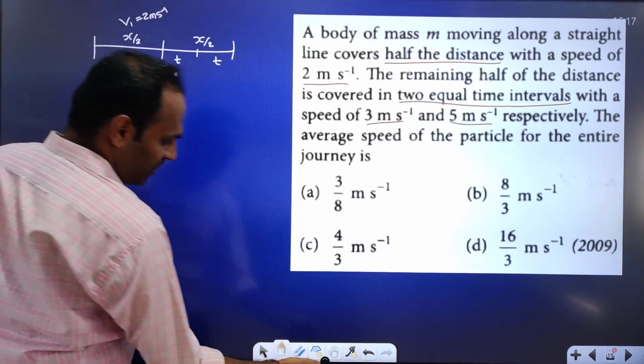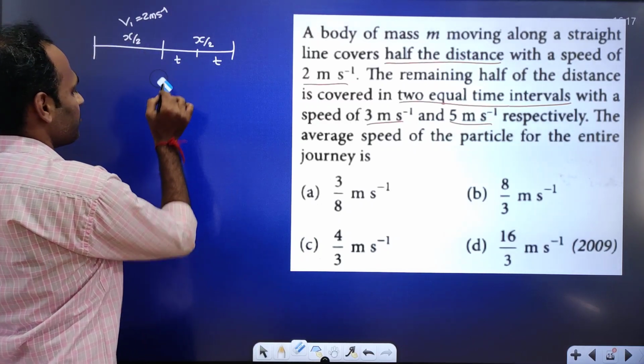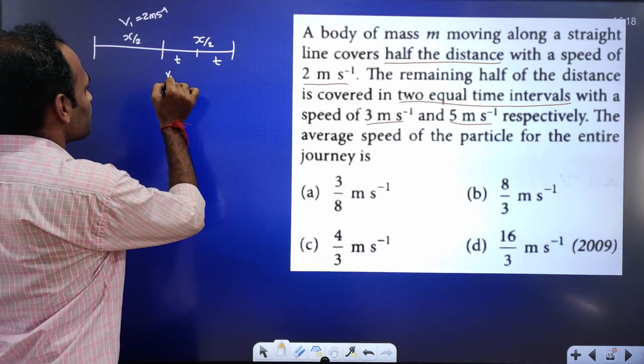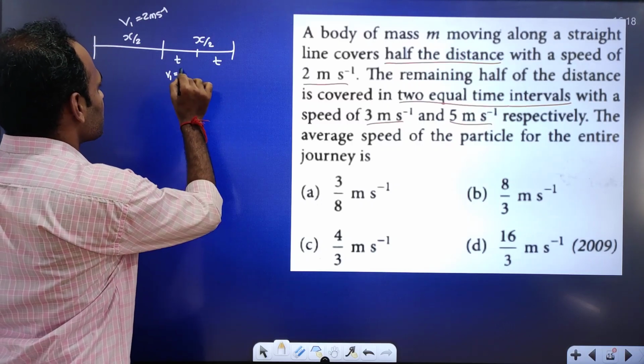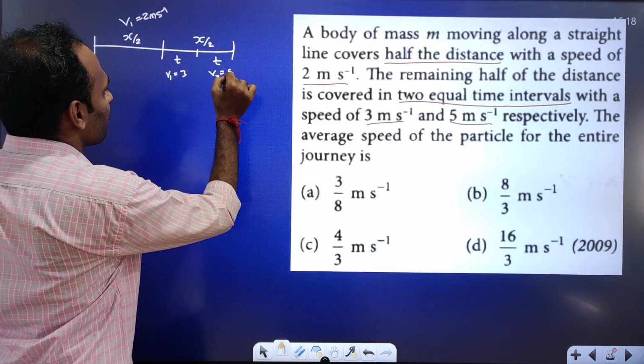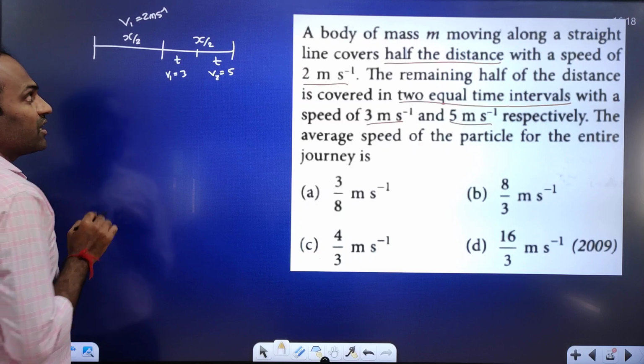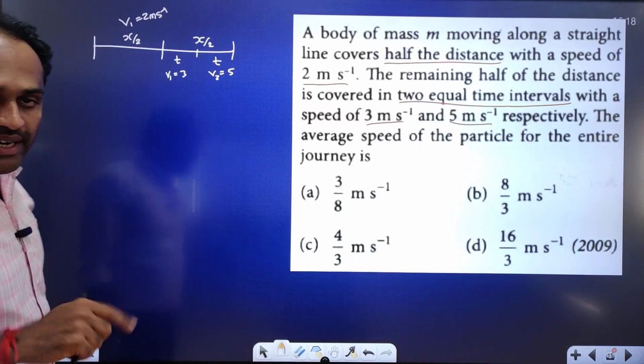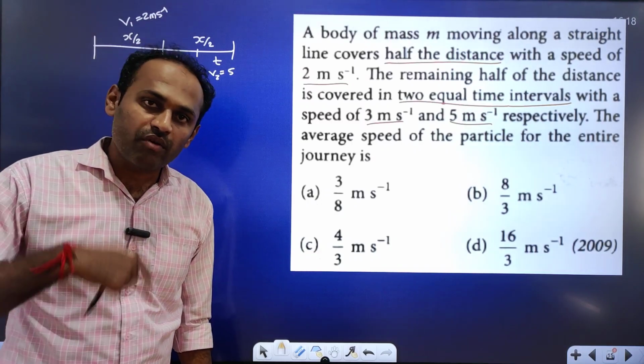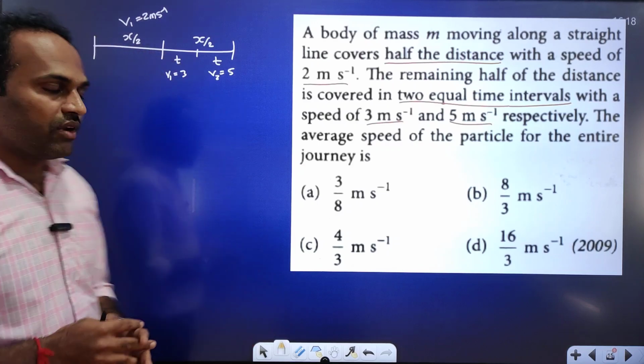Let me take it as v1 only. So here the speed is how much? 3 meter per second, and here the speed is 5 meter per second. So first, what you have to do: there are two cases here. Equal distance, different speeds, and equal time interval, different speeds. Two combined cases are here, right?